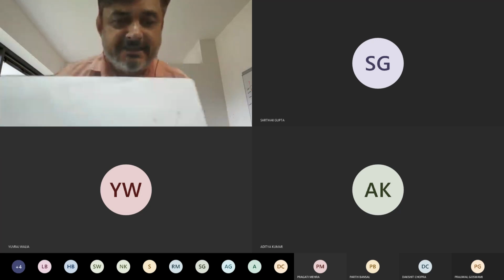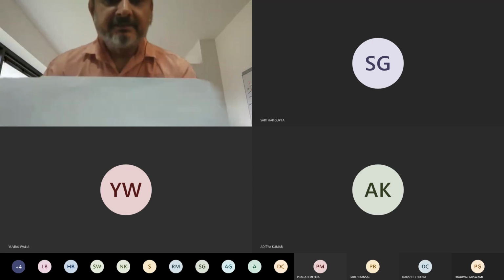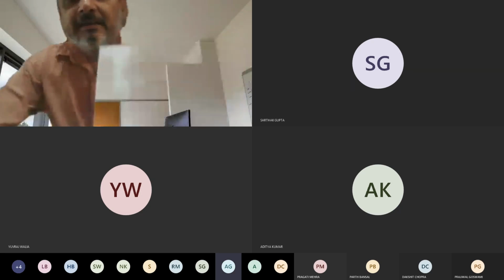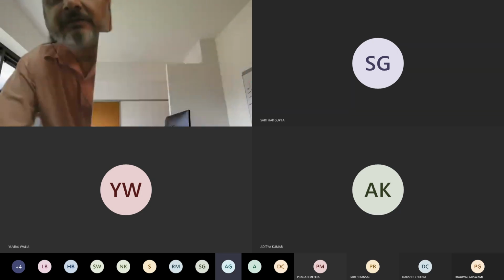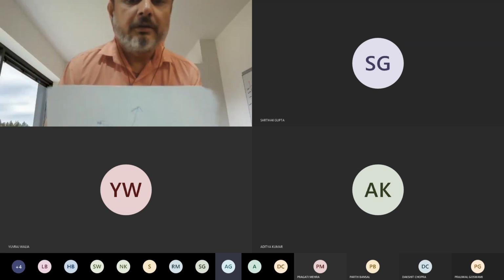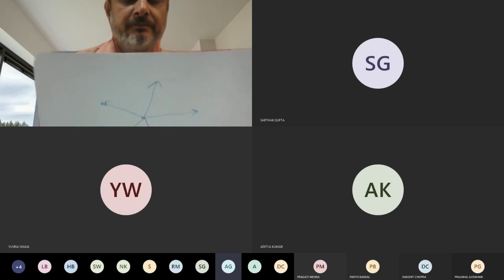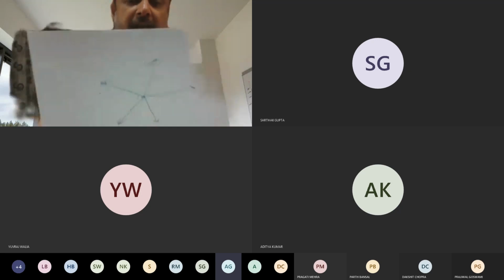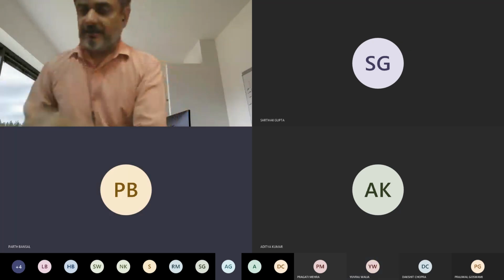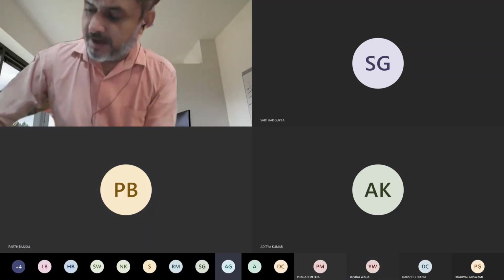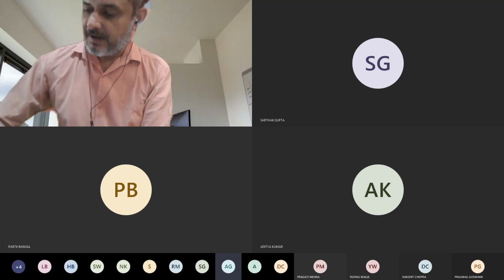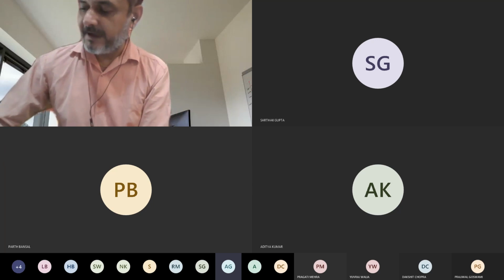Let's say this is the, can you see it? This is the force on the table. These are the forces and you have to mark them. Let's say it is F1, F2, F3, F4 and F5.